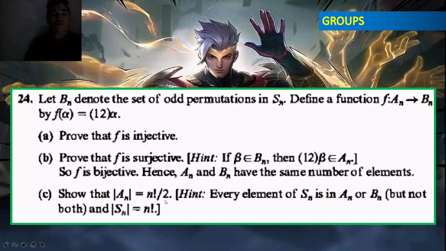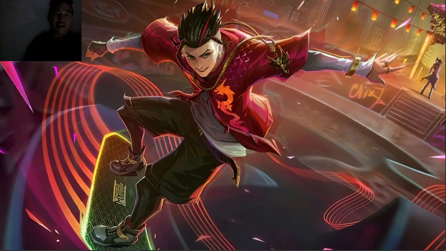This is your exercise, number 24. Show all of it, and once you show everything, you will also have shown that the order of An is equal to n factorial over 2. Hint: every element of Sn is in An or in Bn, but not both.